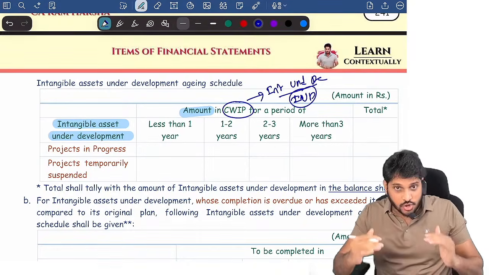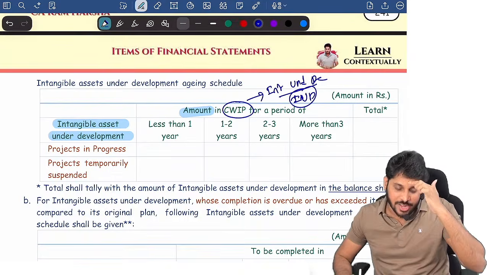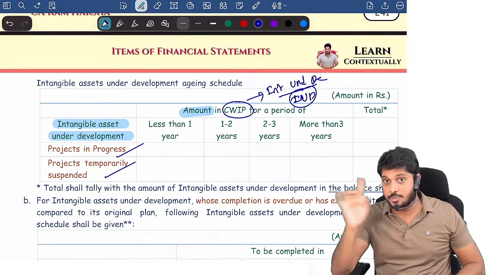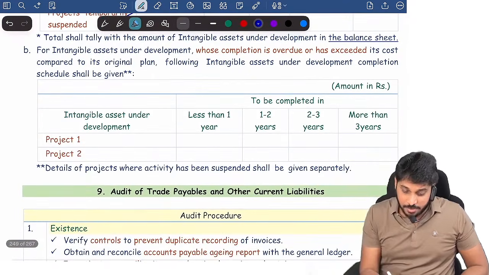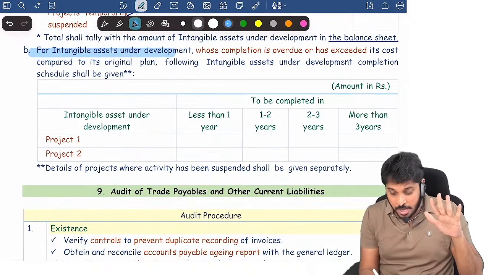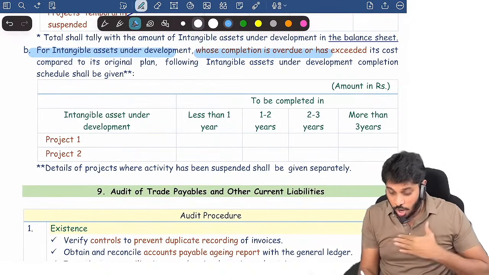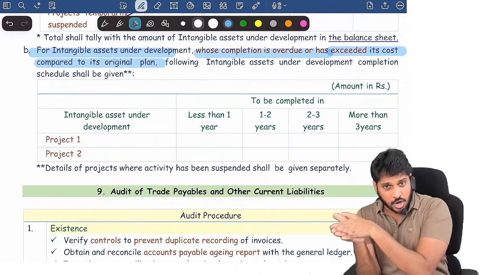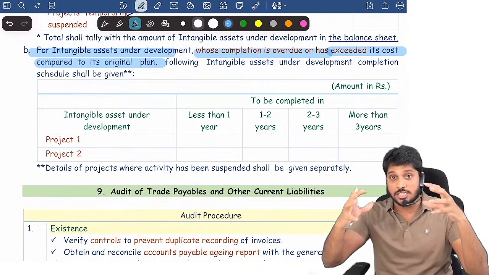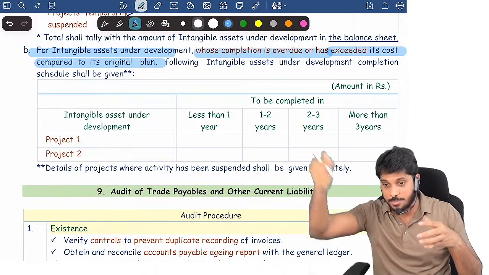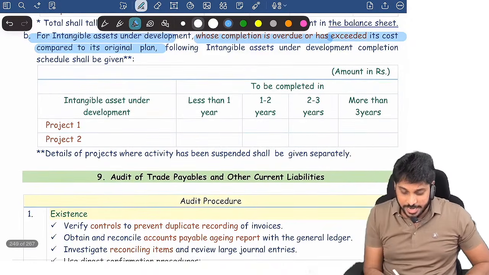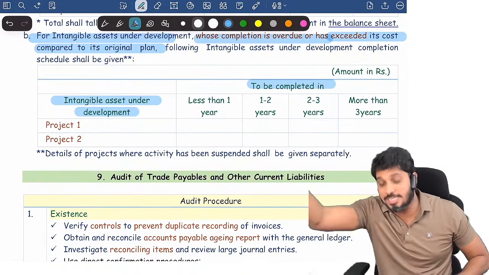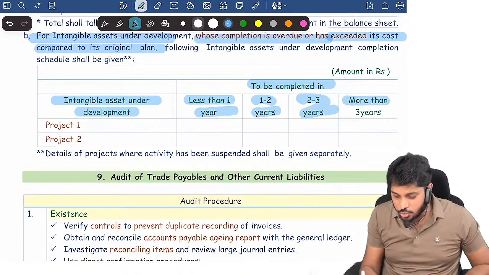IUD, you can call it as a shortcut, intangible assets under development. So for a project which is in progress, for a project which is temporarily suspended, we should give breakup. Again, there will be some intangible assets under development whose completion is overdue or has exceeded its cost compared to the original plan, where project completion has already crossed or the estimated cost has already crossed the actual cost that we spent. Then we should give details of intangibles under development, which will be completed in how many years: less than 1 year, 1 to 2 years, 2 to 3 years, all that.